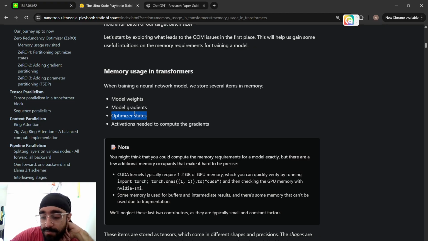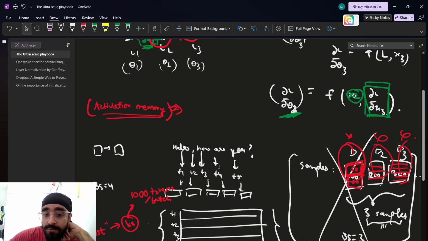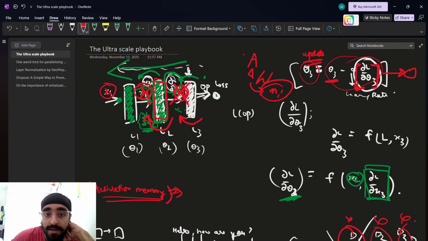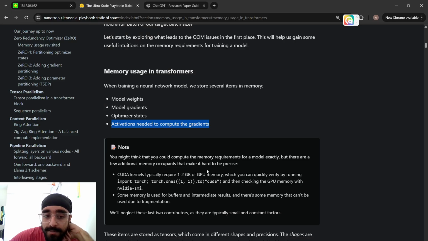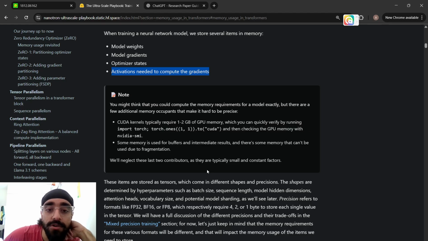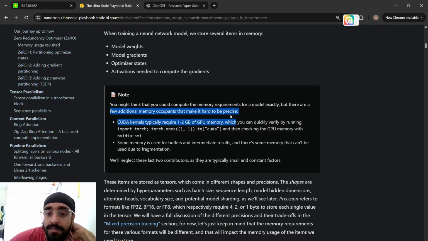So that is the optimizer state. And also we need to store activations to compute the gradient. These activations are what I spoke about here. I told you how we need to store x1, x2, x3 when we complete the forward pass, for the backward pass. You might think you could compute the memory requirement exactly, but there are a few additional memory arguments that make it hard to be precise.